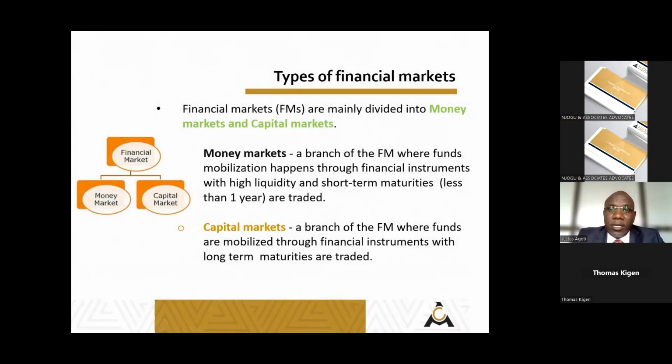Money markets are a branch of the financial markets where funds are mobilized through financial instruments. Ultimately, there is high liquidity, meaning money changes hands very fast within a short time, compared to capital markets, which are more long-term, more patient capital. The levels of liquidity, of money or funds changing hands between parties, are not as fast as in the money markets. They all belong to the umbrella that is financial markets.